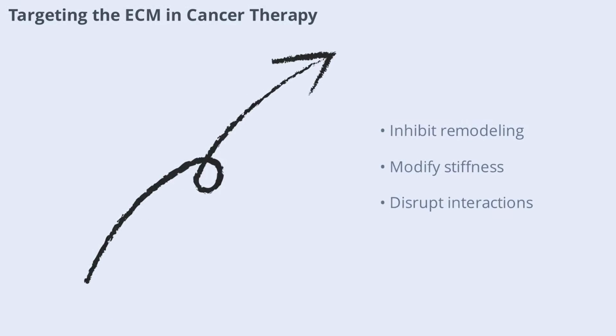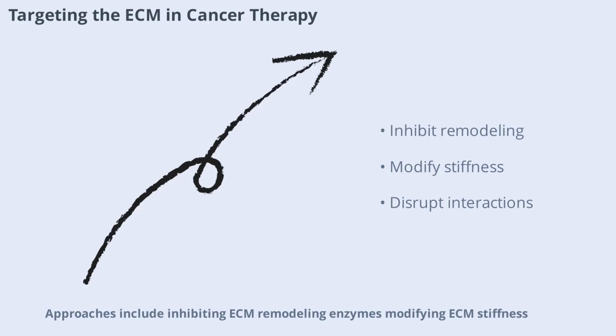Targeting the ECM is an emerging strategy in cancer therapy. Approaches include inhibiting ECM remodeling enzymes, modifying ECM stiffness, and disrupting cell-ECM interactions. These strategies aim to make tumors more vulnerable to existing treatments and prevent progression.